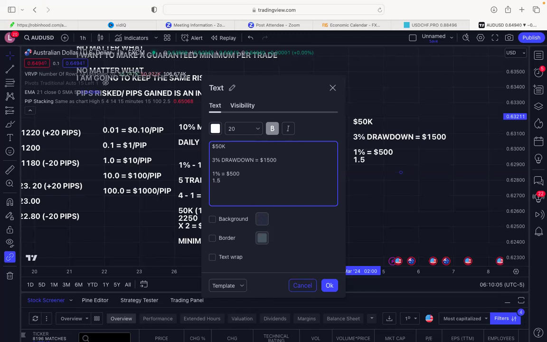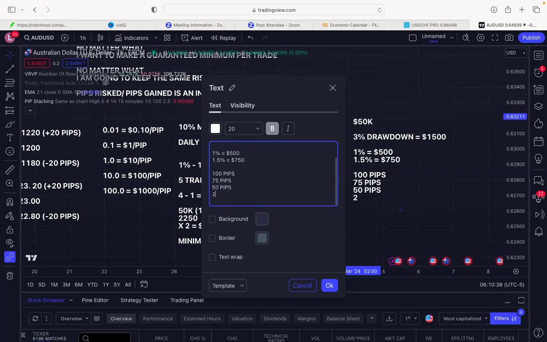1.5%, right? Going to equal $750, right? All right. So now here's how we do. This is going to be the framework for you. So now I'm going to just do 100 pips. I want to keep my risk very simple, right? 100 pips, 75 pips, 50 pips, right?